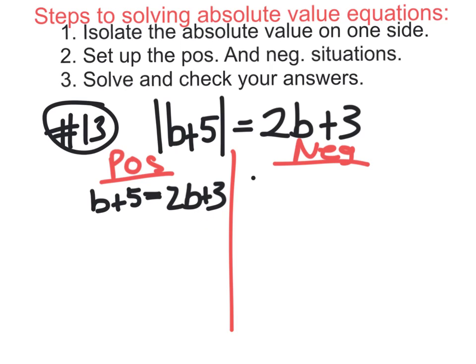So my equation will be b plus 5 equals a negative 2b, and instead of plus 3, minus 3. So I hope we know how to set that up. And now let's go through step 3, which is solve and check your answers.